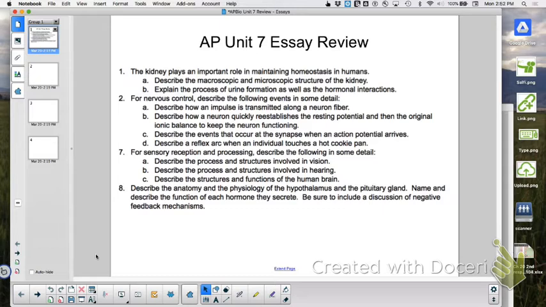Okay, 8. Can we move on? Are we good? Okay, 8. Describe the anatomy and physiology of the hypothalamus, the pituitary gland. Name and describe the function of each hormone they secrete. Be sure to include a discussion of negative feedback mechanism. Easiest one on negative feedback. What do you think I'm going to say there? Oh, like negative feedback. Oh, that's no, positive. Birth is positive. Glucose?